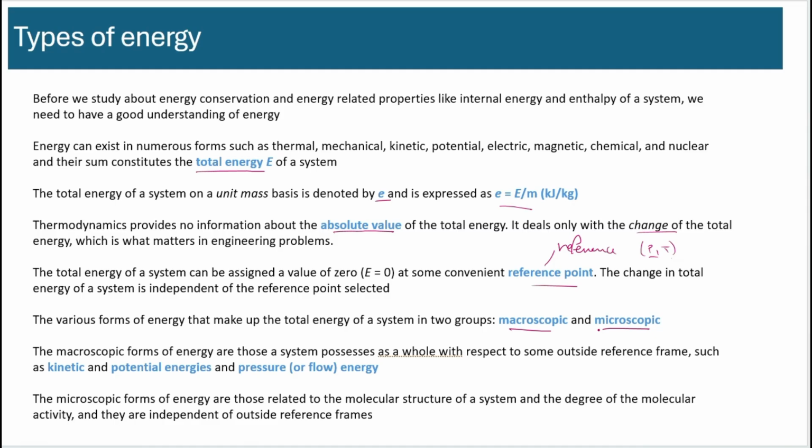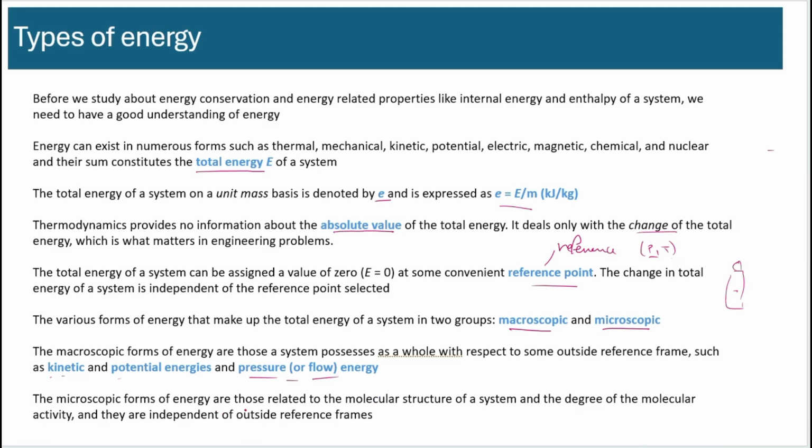So macroscopic forms of energy are usually relevant to an outside frame of reference, such as kinetic and potential energies. If you have a bottle of water and you place that bottle of water on very high ground, it has gravitational potential energy, right? Now if you throw that water bottle away and it's moving fast, it has kinetic energy of the whole system. So those are macroscopic energy. And there's another one that's called pressure energy or flow energy, and it needs a little bit more defining, and we'll do that in the next few slides.